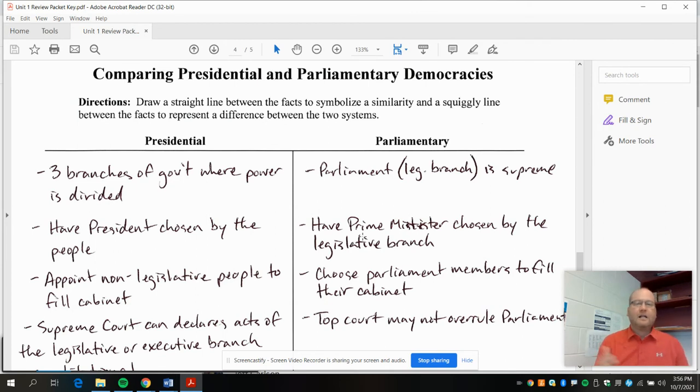On the left-hand side, I'll go back and forth because I paired up the information about presidential and parliamentary together. We start here: a presidential democracy has 3 branches of government where power is divided, as opposed to a parliamentary democracy where the parliament, or the legislative branch, has pretty much all the power. So power is not divided. Next down, a presidential democracy has a president chosen by the people, and a parliamentary democracy has a prime minister chosen by the legislative branch, not necessarily by the people.